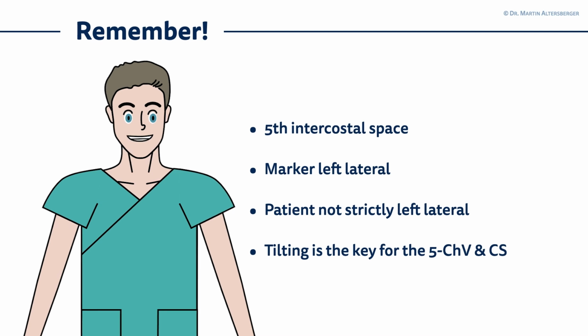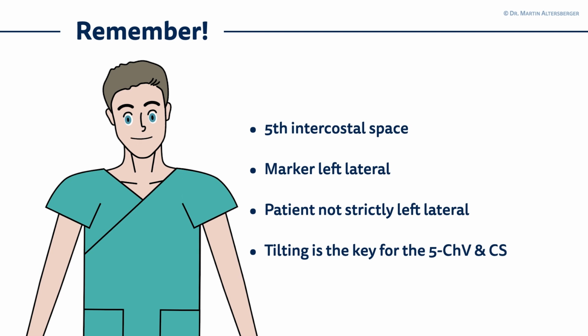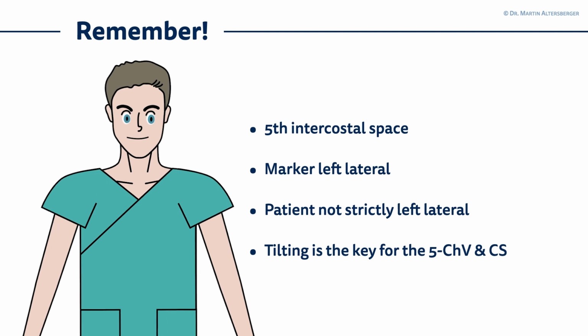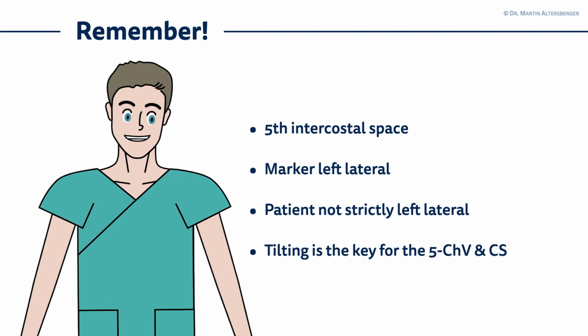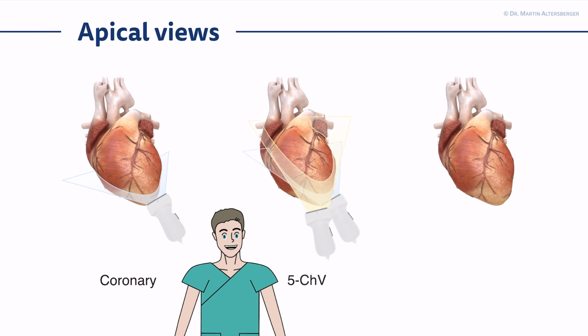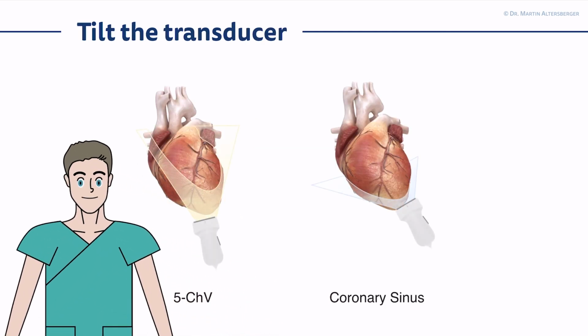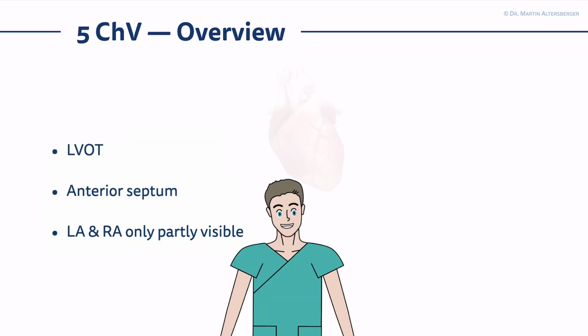The marker also in this view, the 5-chamber view, coronary sinus view, and the atypical views, points initially towards the left lateral. The patient is not strictly left lateral, and you tilt from the 4-chamber view towards the 5-chamber view, and in the other direction towards the coronary sinus view. Here you have the overview of the views and the tilting and the rotation again. So for the coronary sinus view, you tilt downwards, and for the 5-chamber view, you tilt upwards towards the aortic valve. The tilting upwards and downwards is the key to optimize your images and get optimal views.